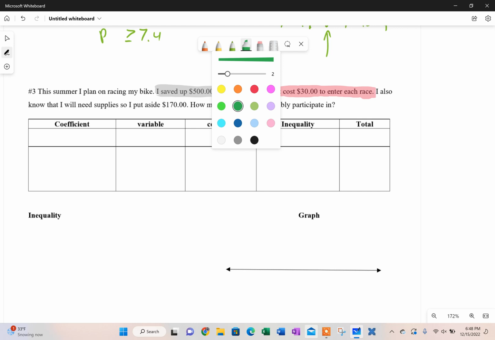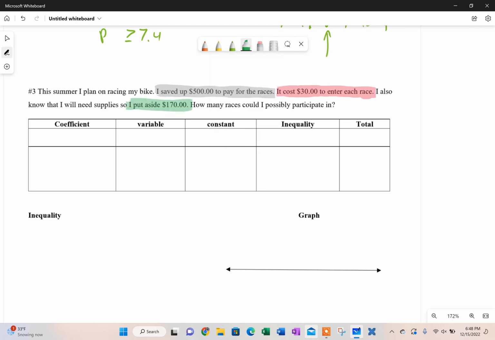All right. So from that $500, I'm putting aside $170 to pay for supplies. And the question says, how many races could I participate in? So let's see. Once again, I'm going to work from the back. How much money do I have? I have $500. That's my total.